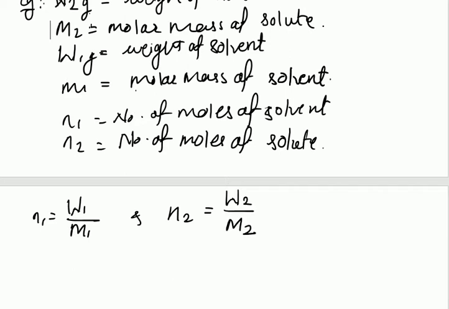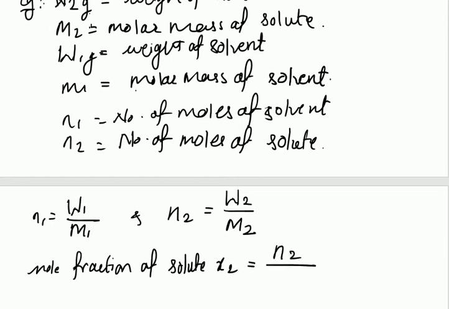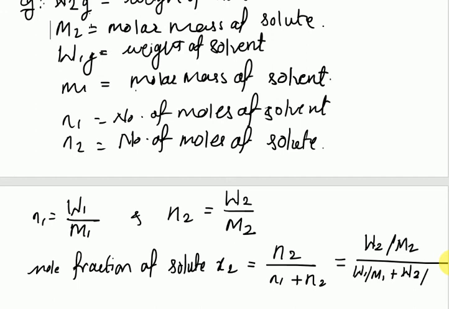And the mole fraction of solute, that is x2, is equal to n2 upon n1 plus n2. This is a formula we have learned in a previous lecture. So we can write n2 is W2 upon M2, n1 is W1 upon M1, plus W2 upon M2. This will be the formula after solving this.